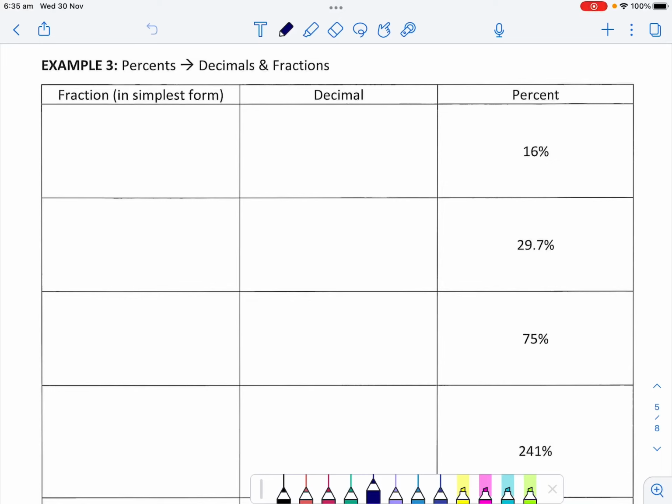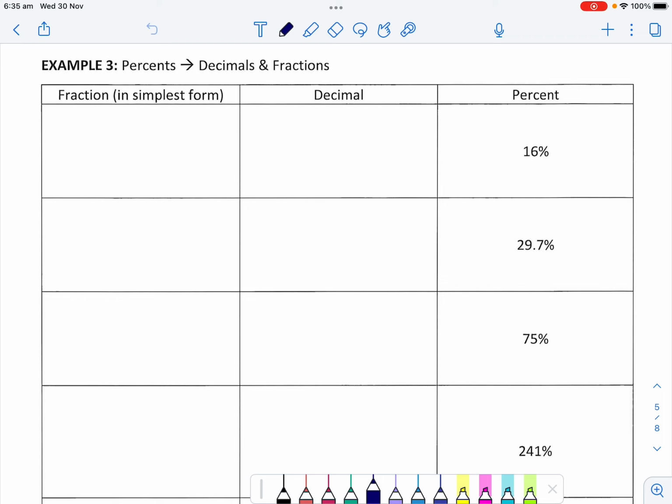Hey everyone, in this video I'm going to continue our work with FDP, so fractions, decimals, and percents. In this video we're going to start with percents and work our way back to the fraction. So we're actually going to work our way from the far right of the chart all the way to the far left of the chart.